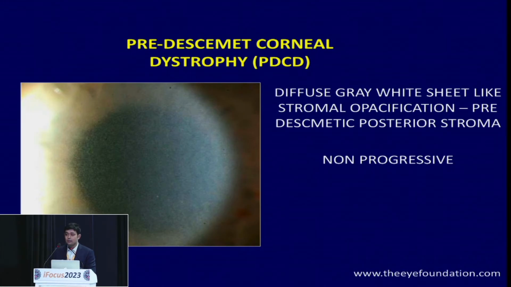Pre-Descemetic dystrophy, the reason I've highlighted this is very often you'll have very poor specular counts in these patients because the specular is not able to capture the endothelium, and these patients may get referred to you as Fuchs dystrophy. But these patients are non-progressive, and if you make a slit in the cornea, you'll find a diffuse reticular opacification in the posterior stroma, just anterior to the endothelial Descemet complex. And these patients don't progress, and they don't have any visual deficits.